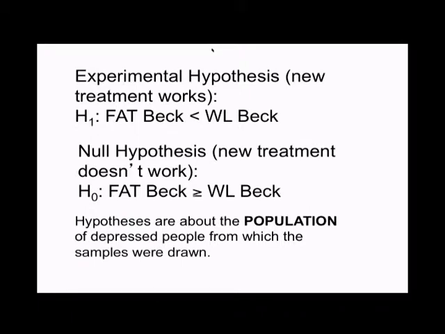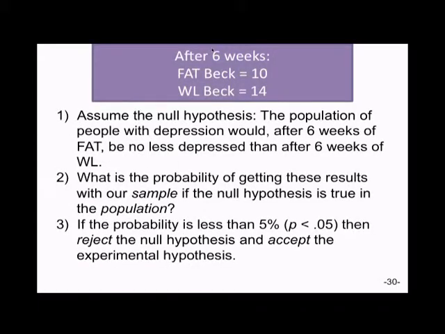So we might get the people in our FAT group a point lower on the Beck than the people in our waiting list group. Well, that doesn't really demonstrate that our treatment worked. It would only demonstrate that our treatment works if the difference is large enough that we're convinced we can generalize it to the population. So we run our experiment for 6 weeks. At the end of 6 weeks, the Beck scores for people in the finger activation treatment group are 10. The Beck scores for the waiting list group are 14.